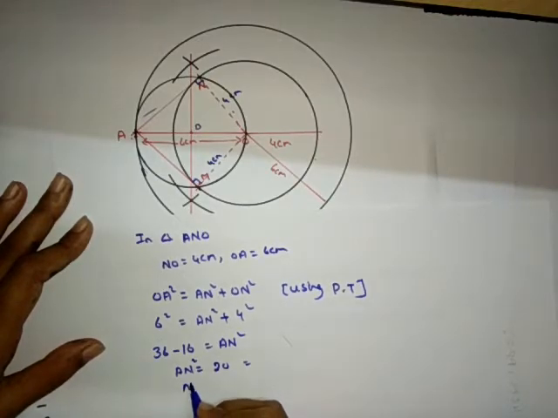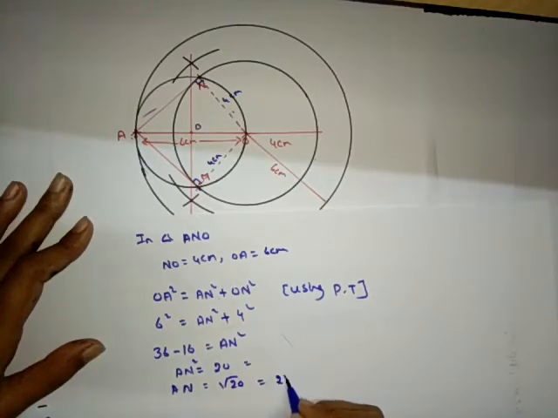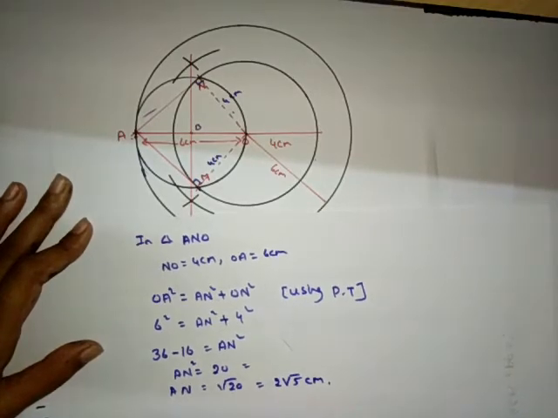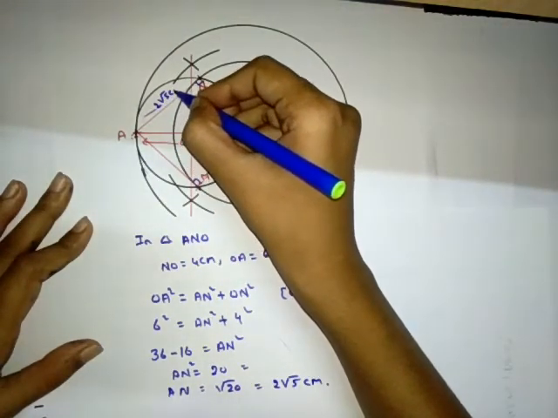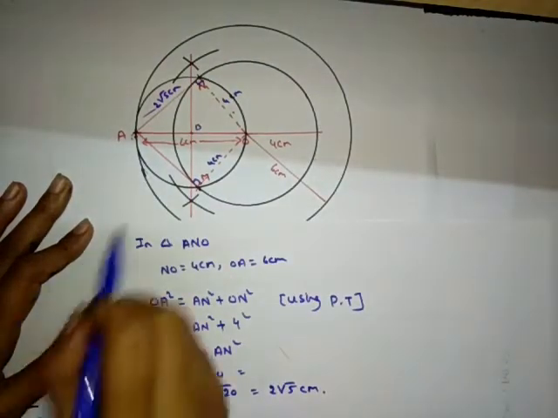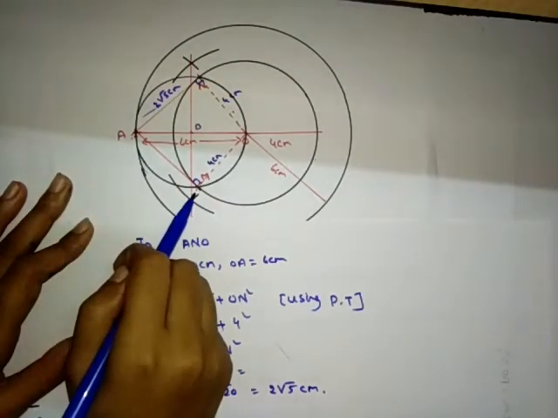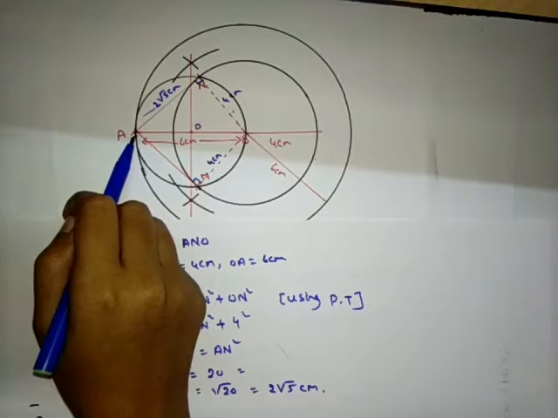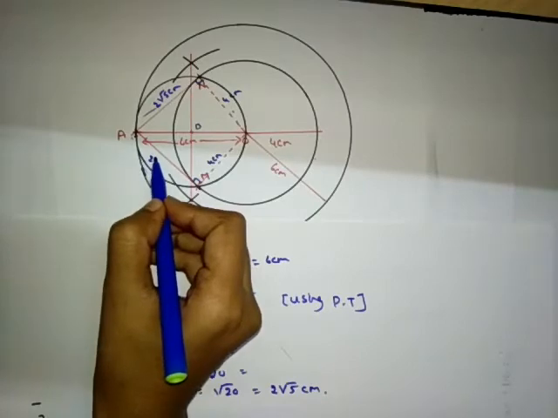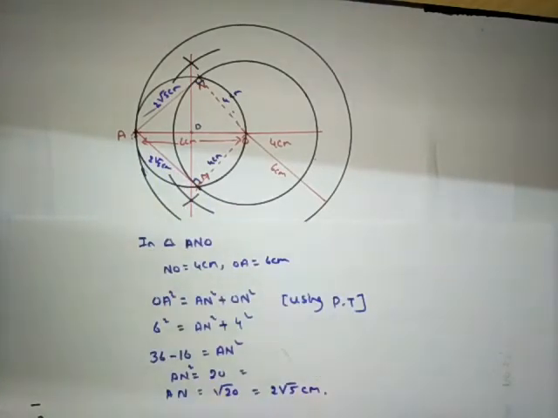So AN is equal to square root of 20, which is equal to 2 square root 5 centimeter. Right? So the AN will be 2 square root 5 centimeter. And also AM, it is also a tangent which is originated from the A point only. Then even that tangent will be also of the same length as AN, which means 2 square root 5 centimeter. Right? Hence we calculated it by the actual method.